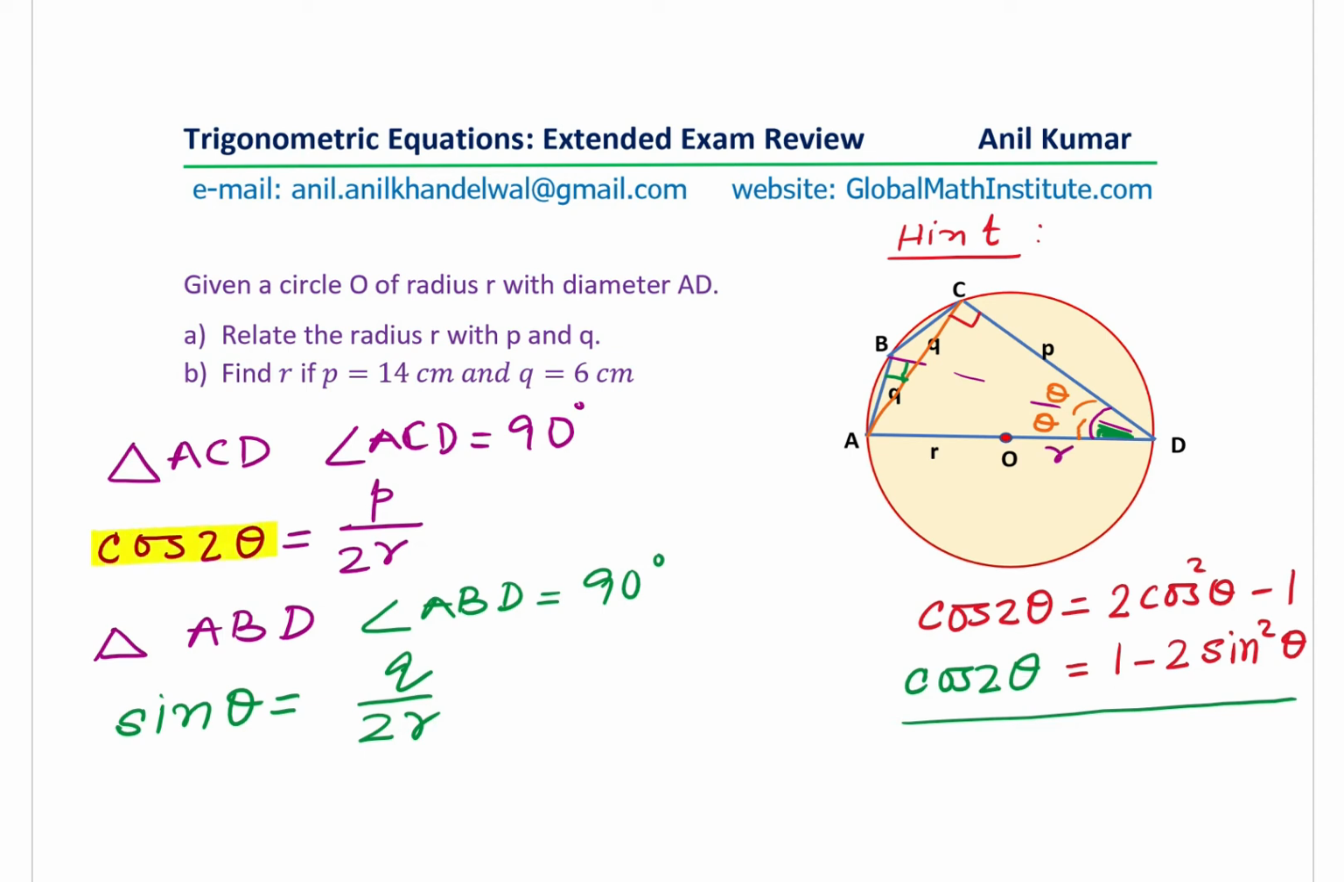So we got cos 2 theta as P over 2R and sine theta as Q over 2R. That gives you the connection between these formulas, correct? In the formula cos 2 theta equals 1 minus 2 sine square theta, cos 2 theta is P over 2R, right? Let's take it to the next page and we'll solve that.